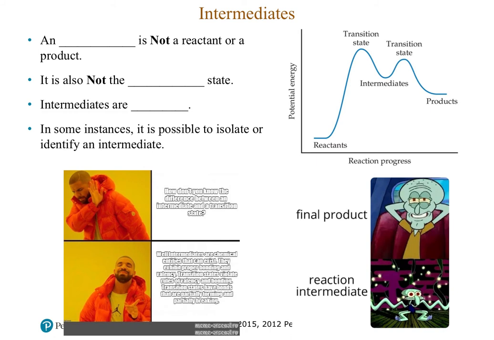So let's just talk about intermediates right now. Intermediates are not reactants or products. They're also not the transition state. Transition states are super unstable. They're kind of in-between, assuming that it's not all happening at once. So we have the activation energy, and it settles down. And then we have another little activation barrier to get from the intermediate into the final products, and then it settles down. They are stable.